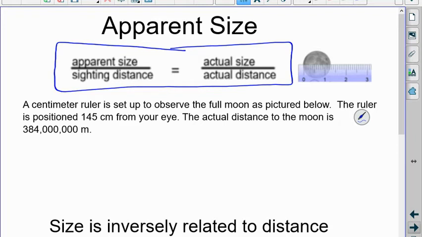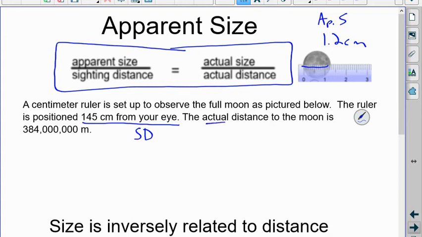Apparent size is to sighting distance as actual size is to actual distance. For this first problem, you have a moon that's superimposed behind this ruler here, and it's really hard to read, but it looks like about 1.2 centimeters. This would be the apparent size, 1.2 centimeters. The ruler is positioned 145 centimeters from your eye. That is the sighting distance.